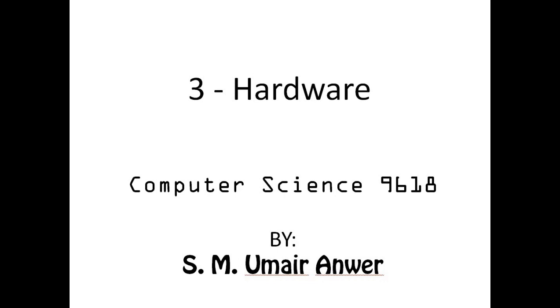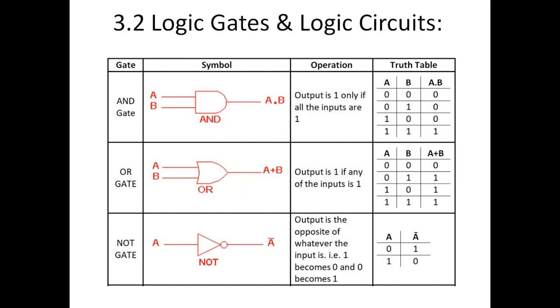Welcome to another Computer Science 9618 lecture for AS level, and we were discussing section 3 hardware, and today we are going to start section number 3.2, that is logic gates and logic circuits. Now this is exactly the same as your chapter number 10 from O levels, Boolean logic.